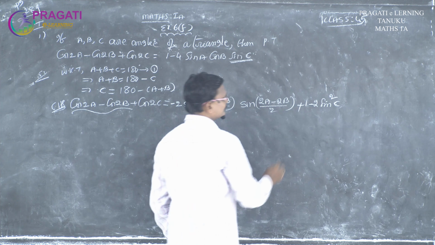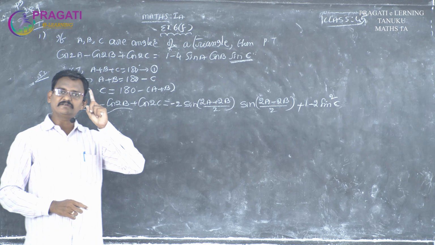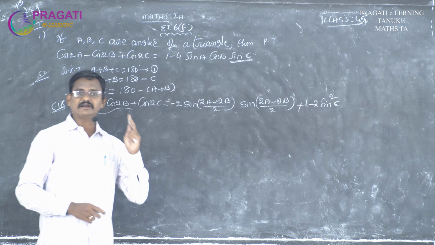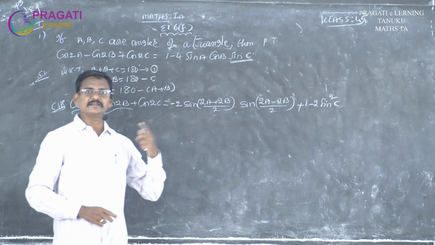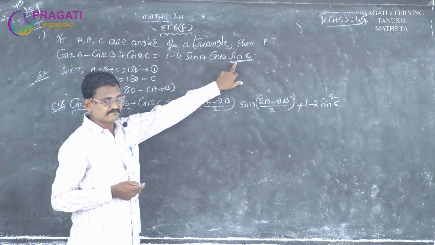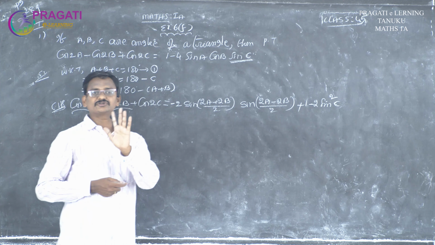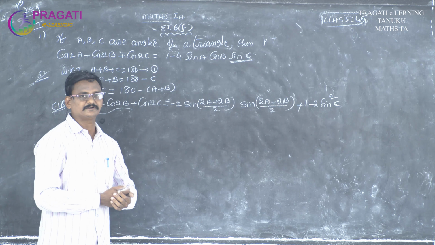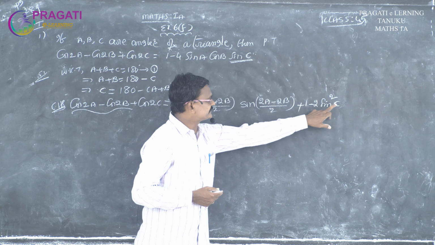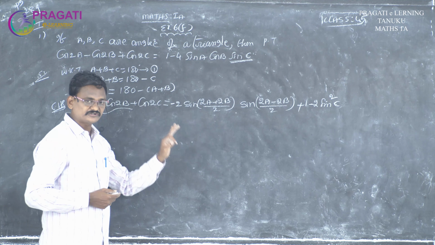Once again I am telling you, sin 2A has only one formula, 2 sin A cos A, and that is over. But when we apply cos 2A we have three formulas, depending upon the RHS part. The RHS angle C is in terms of sine function, so the cos 2A formula is applied in terms of sine function. The formula is 1 minus 2 sin square A, so 1 minus 2 sin square C, because this is cos 2C.